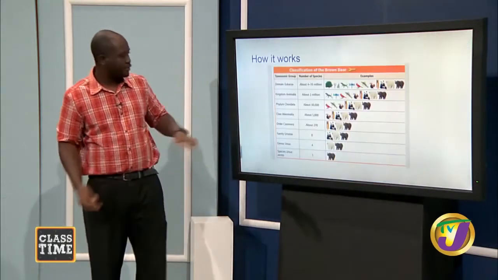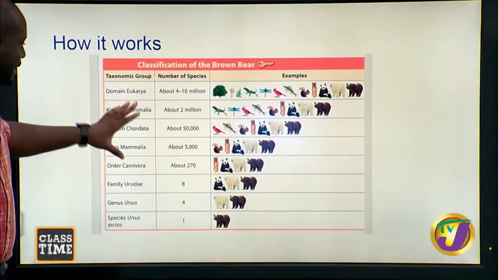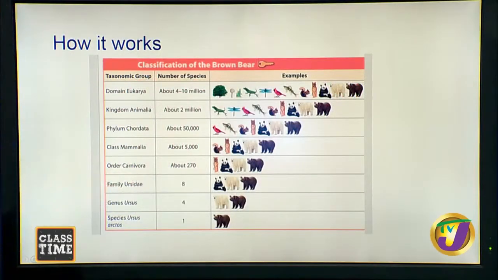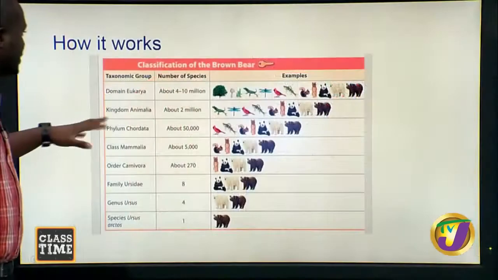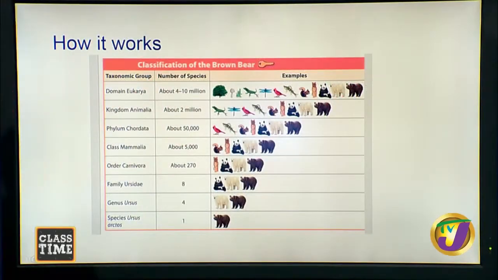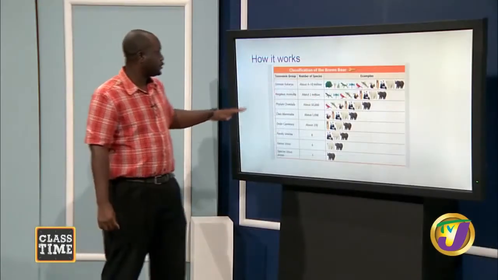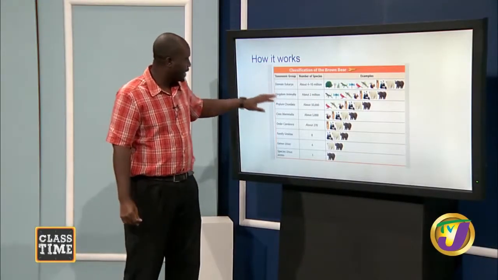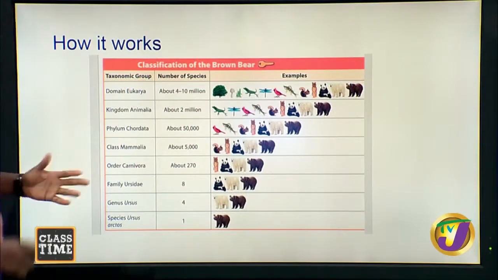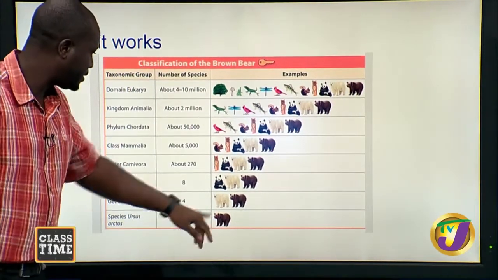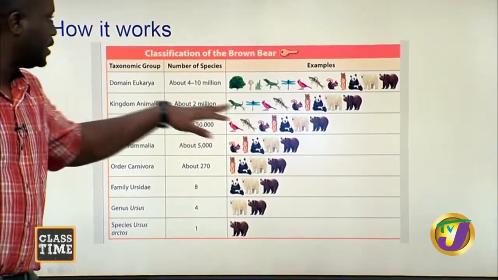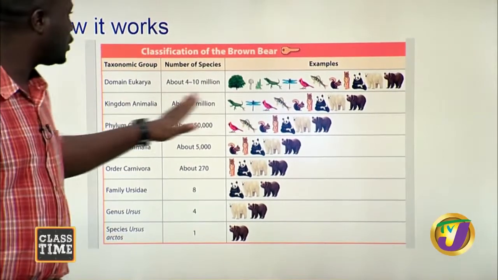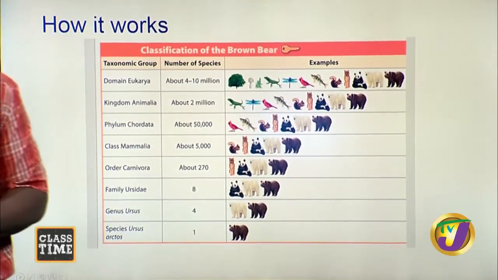Now, as I was saying before, as you go down the groups, you will find fewer and fewer organisms, because organisms are becoming more closely related as you move down. So you start off with 2 million organisms in the kingdom Animalia. For example, if you want to classify the grizzly bear, which is right here, the grizzly bear is in the kingdom Animalia, and in the kingdom Animalia there are over 2 million different organisms.